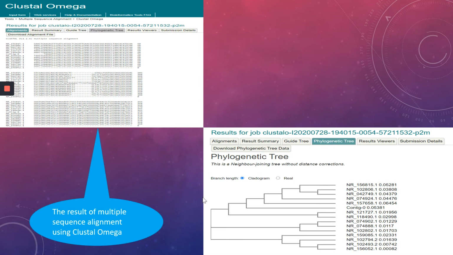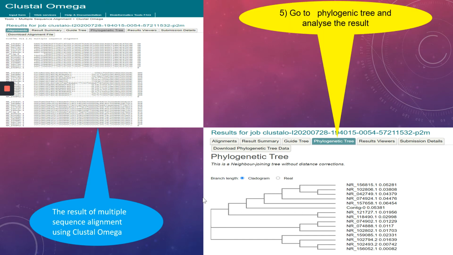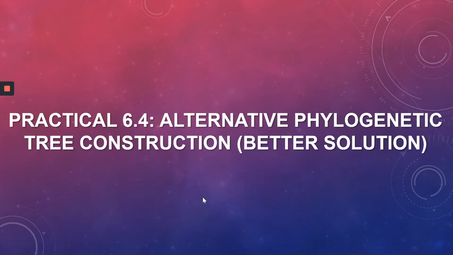The results of the multiple sequence alignment using Clustal Omega will be shown, and then we go to the phylogenetic tree and analyze the results. The results will also be properly analyzed in our results. That's all for practical 6.3.